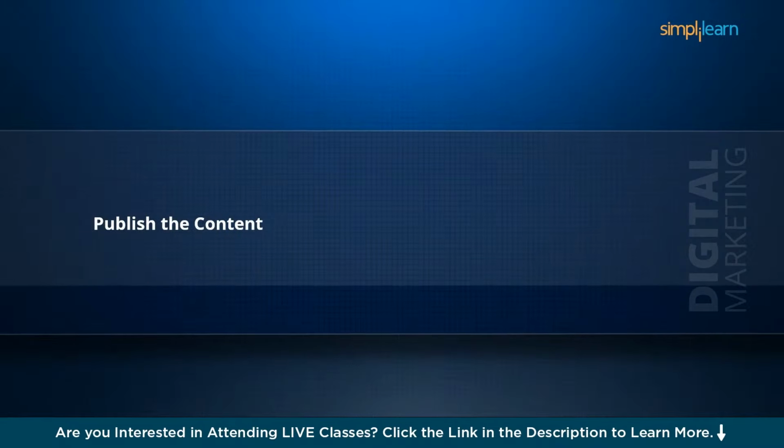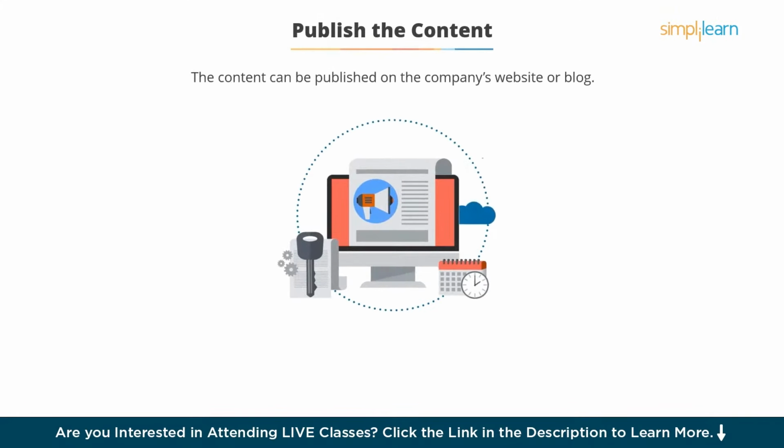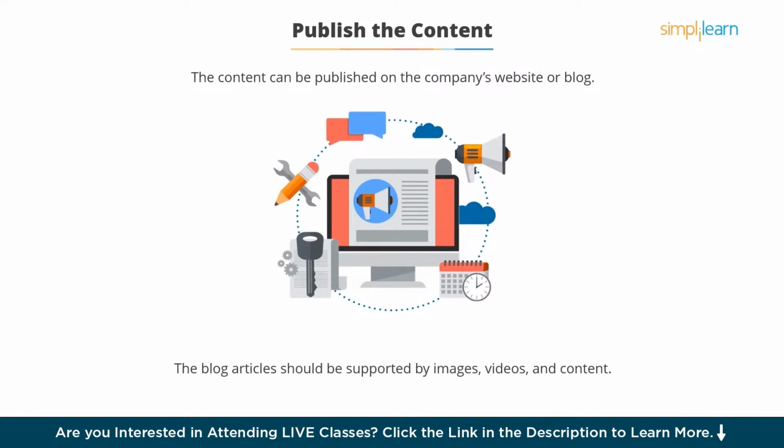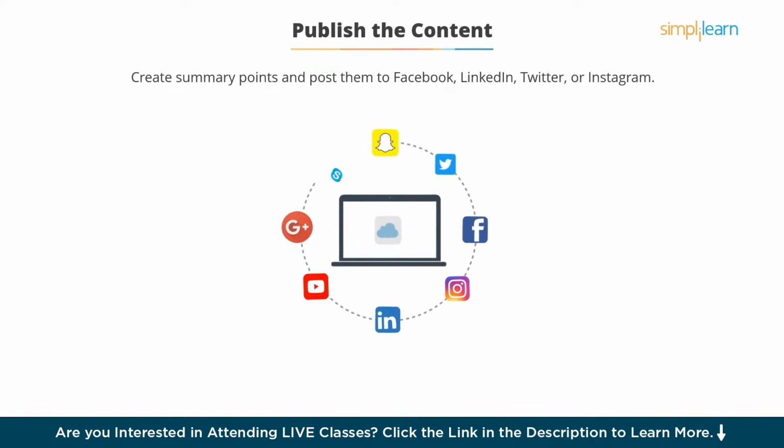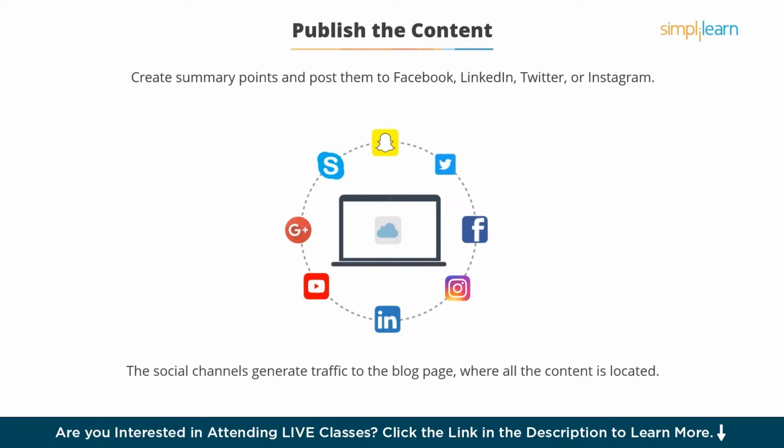Publish the content. For starters, I can publish content to my company website, maybe on the blog. The blog article will be supported by images, video, and content. I can then create summary points along with the images and post them to Facebook, LinkedIn, Twitter, or Instagram, teasing the story to push people to the website. The social channels would be used to generate traffic to the blog page where all of the content is located.